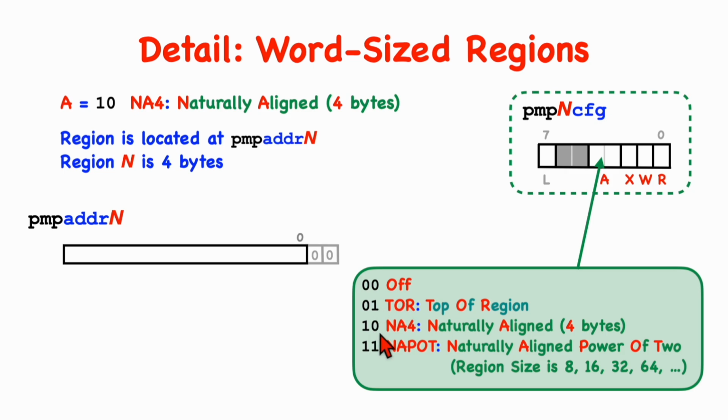Another code, 10, is called NA4, Naturally Aligned 4-Byte Field. If the configuration byte contains this code, then the region will only be 4 bytes in size. This might be useful for protecting an individual I/O device register whose size is a single word. The address register would contain the address of the word to be protected. And recall that the final 2 bits are implicitly zeros, forcing the address to be a word-aligned address.